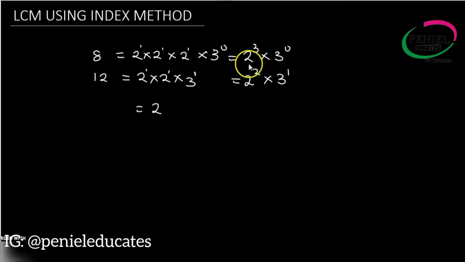Now this is the highest. Between 2 raised to power 3 and 2 raised to power 2, 2 raised to power 3 is highest. Then between 3 raised to power 0 and 3 raised to power 1, 3 raised to power 1 is the highest. Then your answer will be 24. That's 2 raised to power 3, that's 8, multiplied by 3. That is looking at the powers, to get what we want, having expressed the two numbers as the product of their primes.